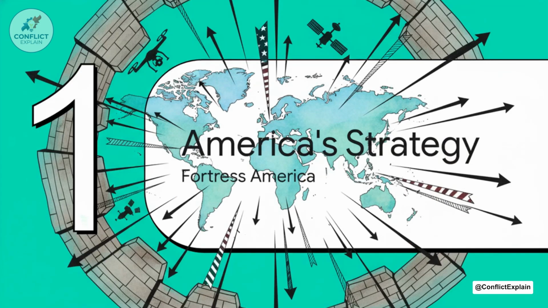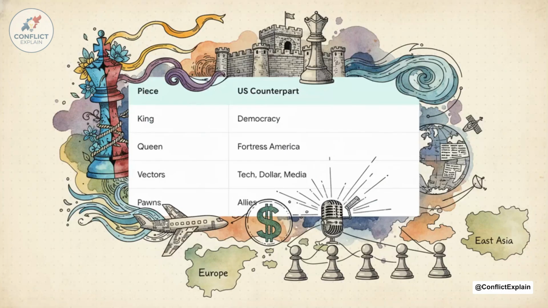All right, let's start with the player that currently holds the most dominant presence on the global board, the United States. Let's see how this builds America's side of the board. The US king is its democracy. It's vibrant, it's wealthy, and it's highly creative. But according to our source, its ultimate vulnerability is extreme political polarization. Internal division is basically the quickest way to checkmate, because a paralyzed government cannot execute a long-term foreign policy.